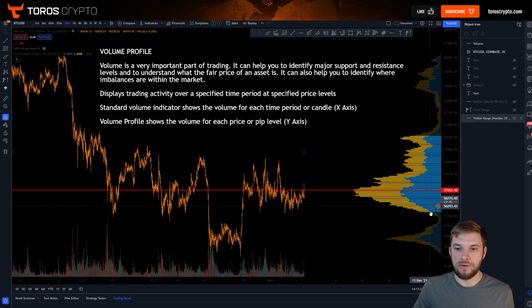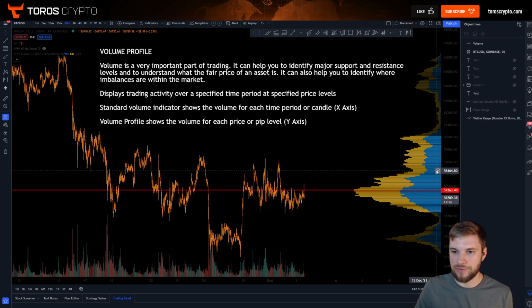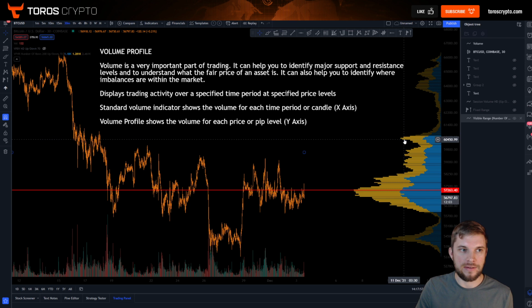Now the volume profile goes here on your y-axis, and this shows the volume for each price or pip level. As you're scrolling through, you can see the price changing on the right hand side here, and this volume is basically saying that throughout this entire period of time that we have on this chart, this is how much volume has traded at this certain price. So you can see if we go up here to $60,578, you can see the amount of volume that has been traded within that area.